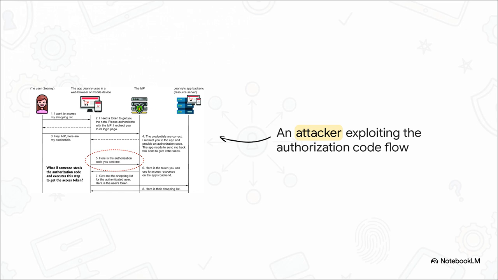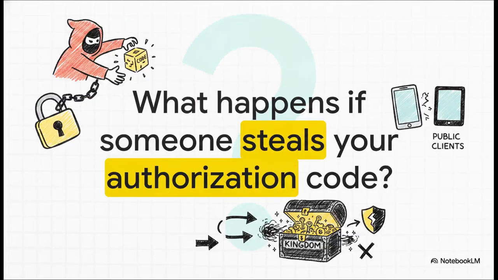An attacker can actually intercept that authorization code. You might be wondering, how in the world does that happen? Well, on a mobile device, a malicious app could be installed that secretly registers the exact same custom URI scheme as the legitimate Acme app. So when the identity provider redirects back to the device with that precious authorization code, the operating system might just get confused and hand it straight to the malicious app instead. So what happens if someone actually steals that authorization code?